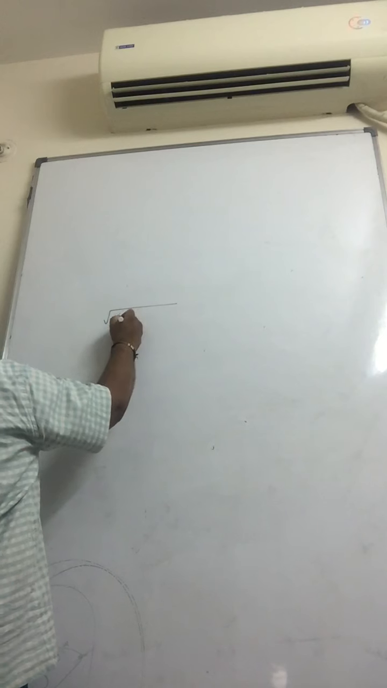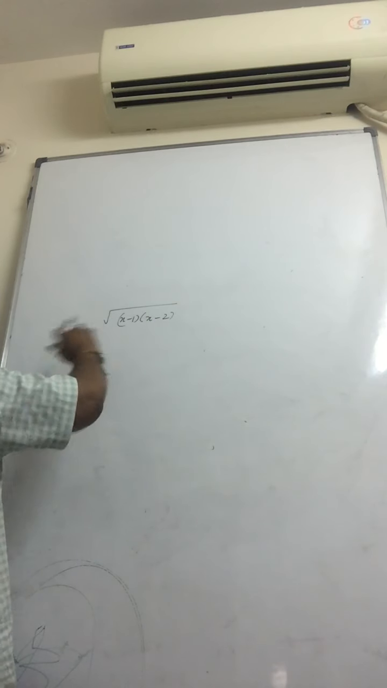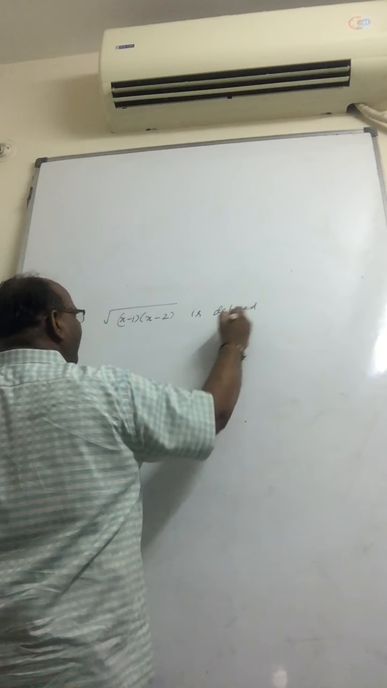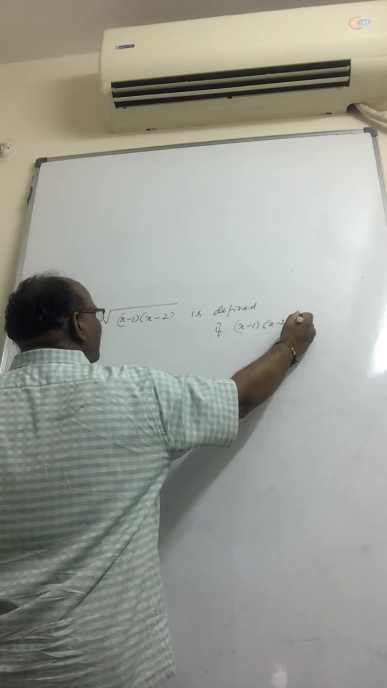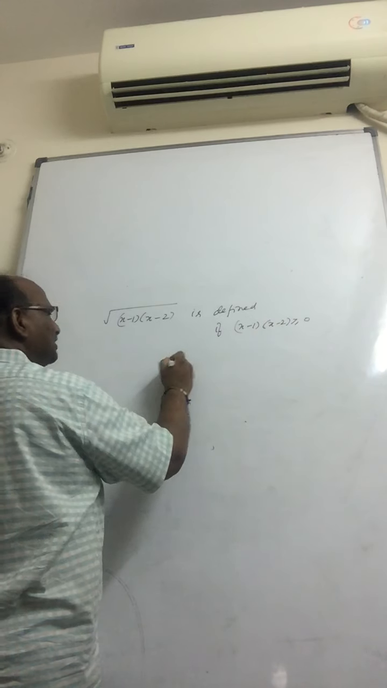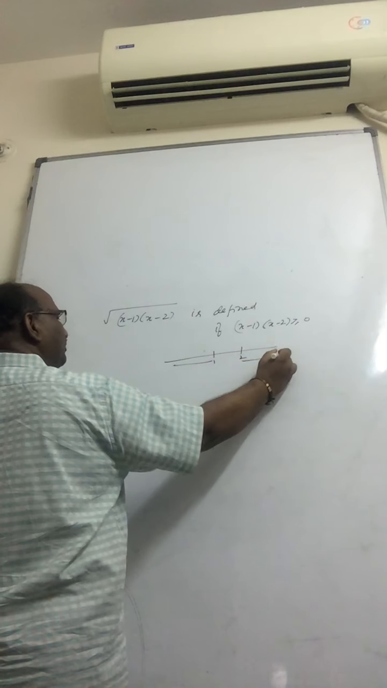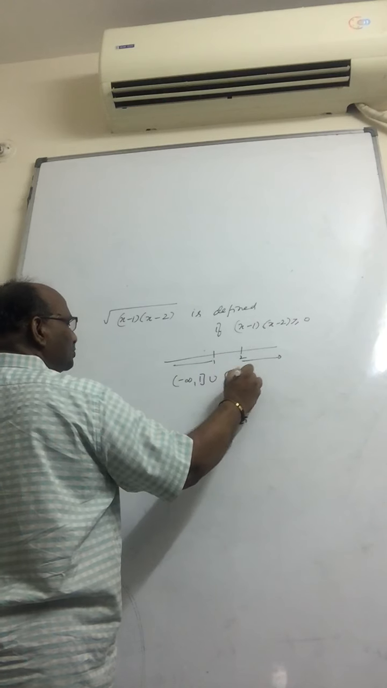Now, I already discussed quadratic inequalities. Consider root of x minus 1, x minus 2. This function is defined if whatever is inside the square root must be greater than or equal to 0. I already discussed this in the last classes. Greater than means outside, less than means between, more than bigger, less than smaller. So the domain is minus infinity to 1, union 2 to infinity.